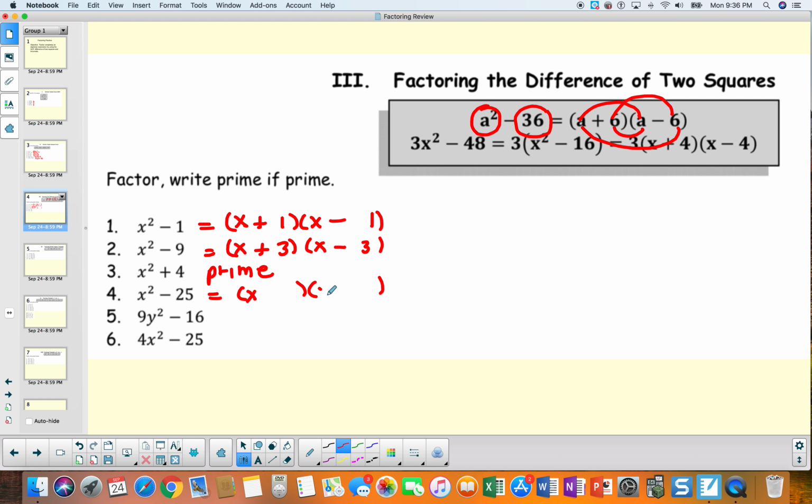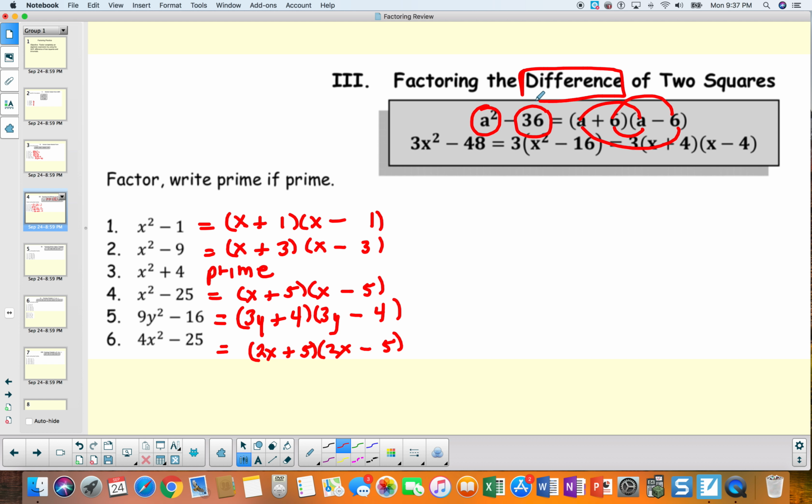This one again, split up the x's, the 25, plus and a minus. And again, these are perfect squares still. So I'm going to have 3y and 3y. That'll make the 9y squared a 4 and a 4. Make a plus in one and a minus in the other. Last one, 2x and 2x, a 5 and a 5, a plus in one and a minus in the other. And again, it's a difference of two squares, so not a sum of two squares, but a difference.